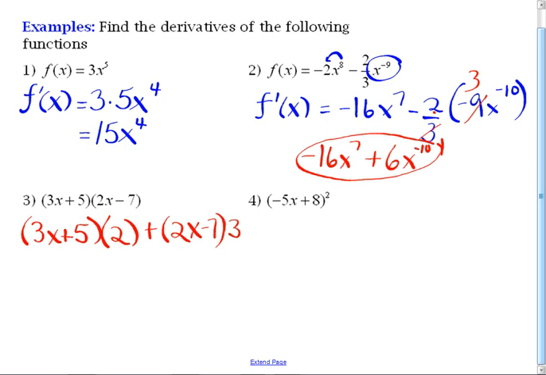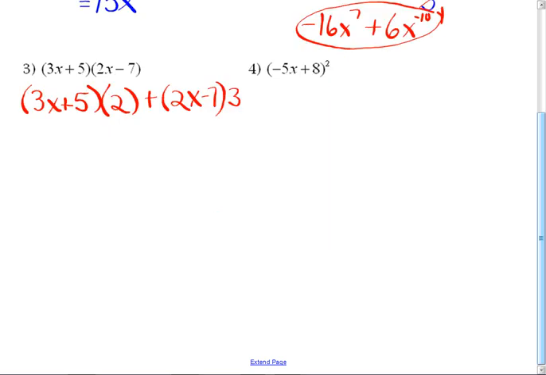Product rule. This is a product. I could multiply that out first, or I could just use the product rule. Should we check and see if this works? This would give me 6x plus 10 plus 6x minus 21, which would give me a total of 12x minus 11. Did I do that right?